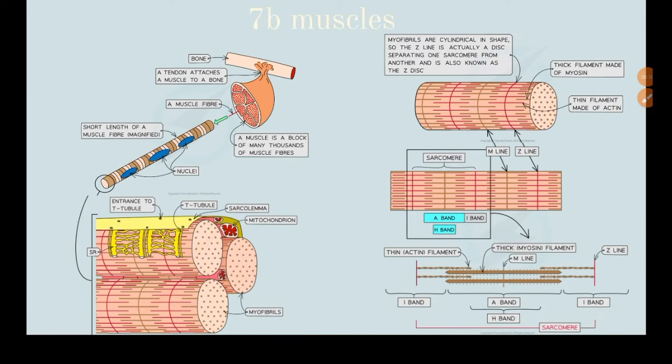Here I have diagrams to show you, but I really recommend you go watch some sort of animation to show you the sliding filament theory. I'll link a few below. So first, here we have the bone and the tendon, and we start with the muscle.